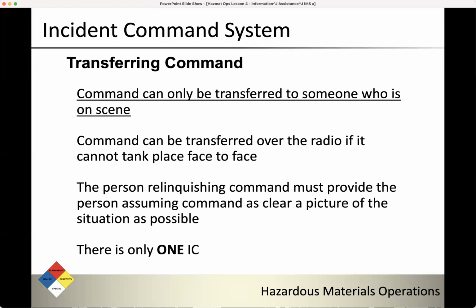Your chief calls you on the phone and says, hey, what's going on? And you tell them, and they say, all right, I'll be in command. No, no, no. While they're still en route and on the phone, they cannot be in command. Incident commander has to be on scene.